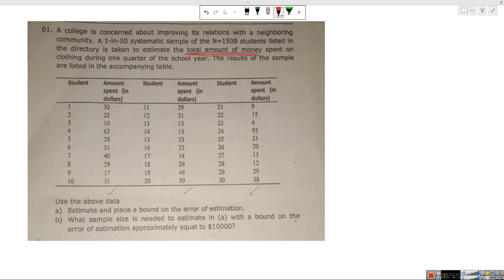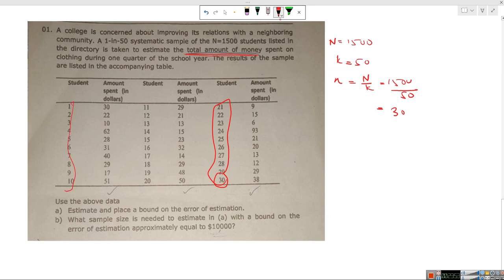Okay. So now what we have to know is N is equal to 1500 and k is equal to 50, right? So now we can calculate n, that is equal to N divided by k, that is equal to 1500 divided by 50. So now this will be equal to 30, right? So we have to take 30 samples. They have taken 30 samples. From here also you don't need to actually calculate it, anyhow you should understand, right?